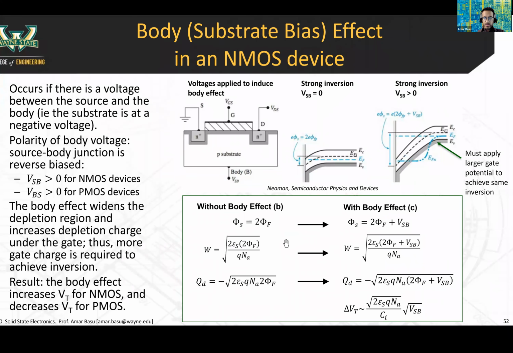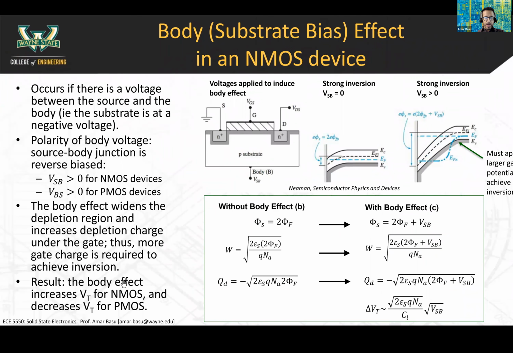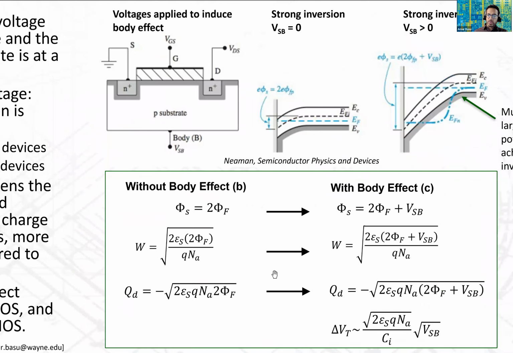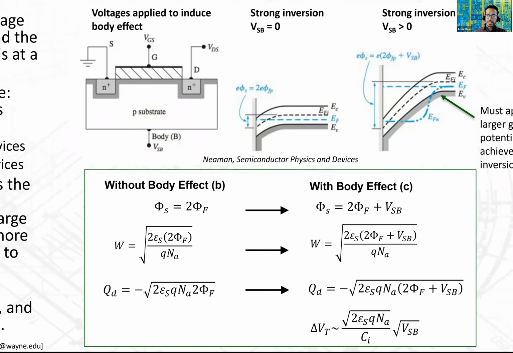As a result of this, the body effect increases the threshold voltage for an NMOS device, and it decreases threshold voltage for a PMOS device. These are the specific equations. We haven't gone in depth to derive these, in the interest of time, but I hope that you'll see some of the intuition behind it.